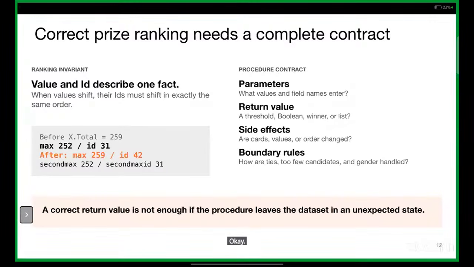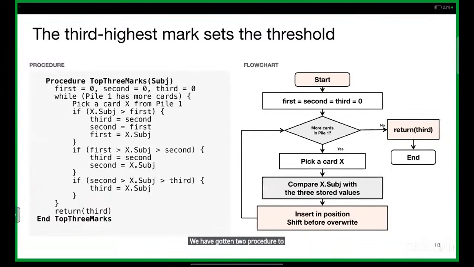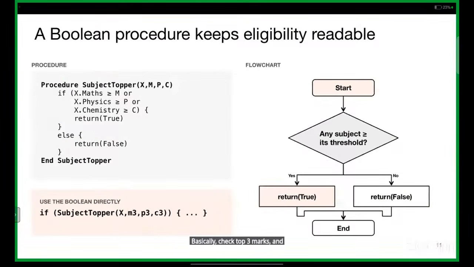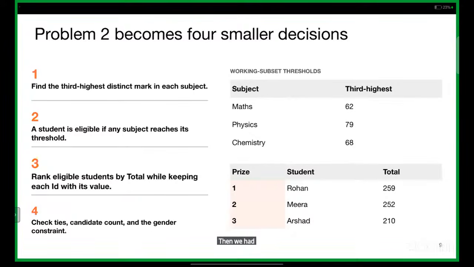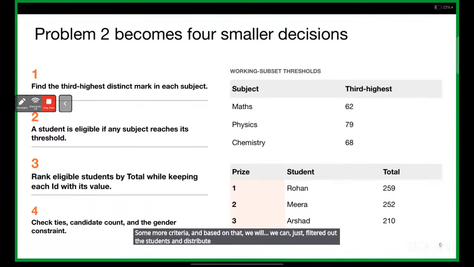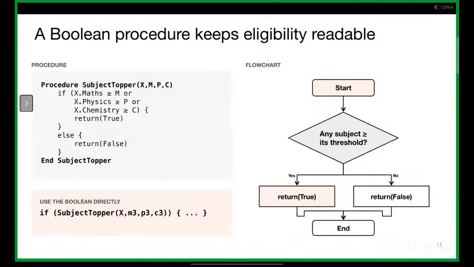Okay. So now we have gotten to the procedure to basically check the top three marks, and based on that, we have filtered whether a candidate is eligible or not. Then we had some more criteria, and based on that, we can filter out the students and distribute the prize. Okay. Is this clear? Yes, sir.